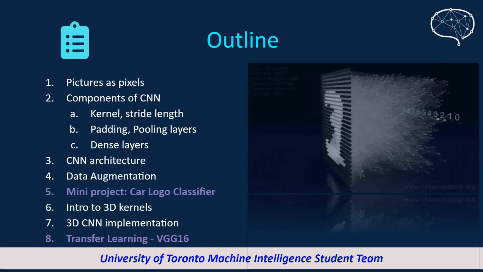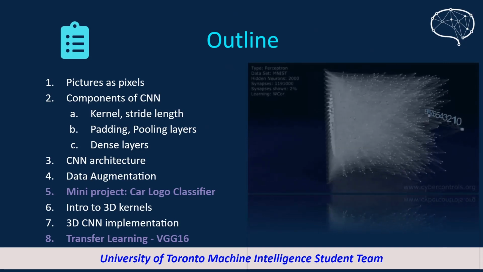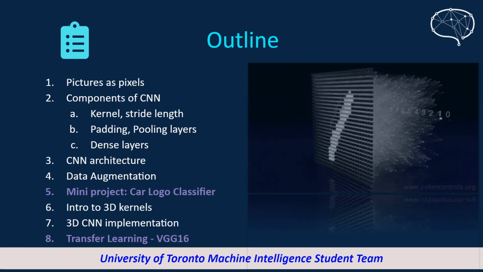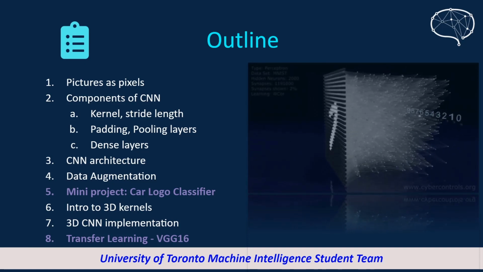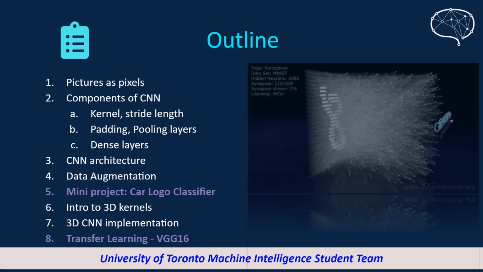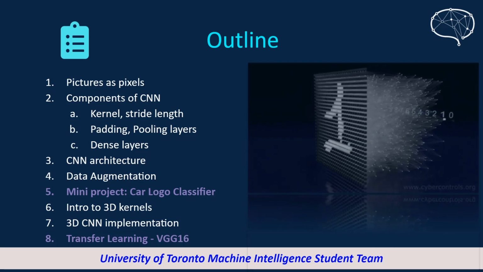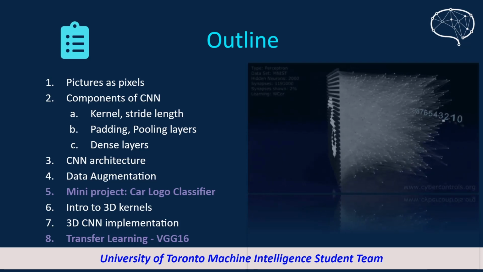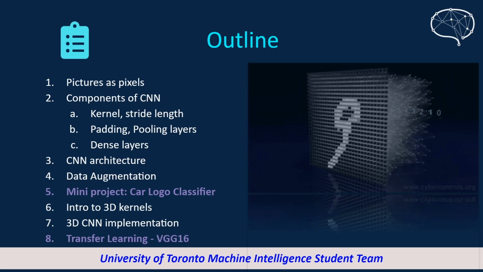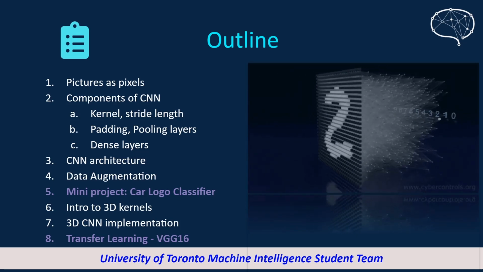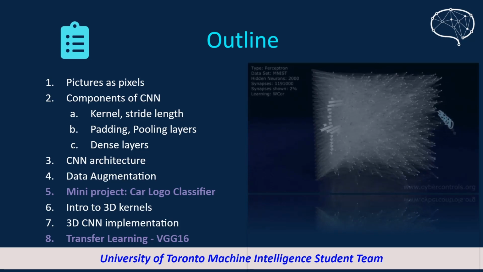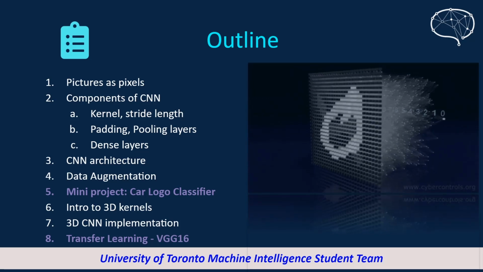In this workshop, we will be going over the representation of pictures in terms of pixels. We will then describe the components of a CNN, which includes kernels, stride length, padding, pooling layers, and dense layers. After understanding these concepts, we will use this knowledge to understand the CNN architecture. We will then dive deeper into data augmentation, which is a very crucial concept we would need to cover for the next part, the mini project.